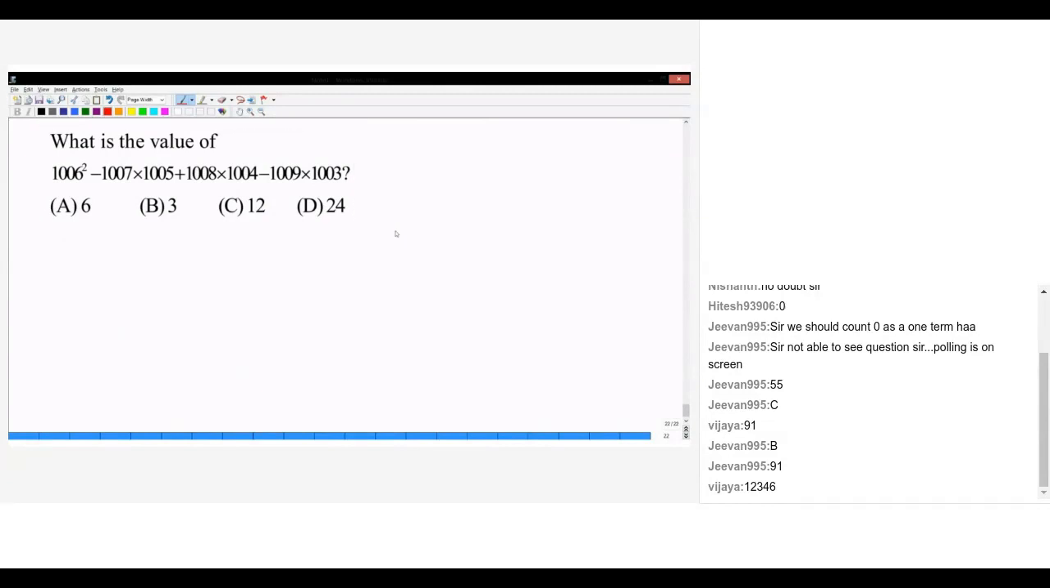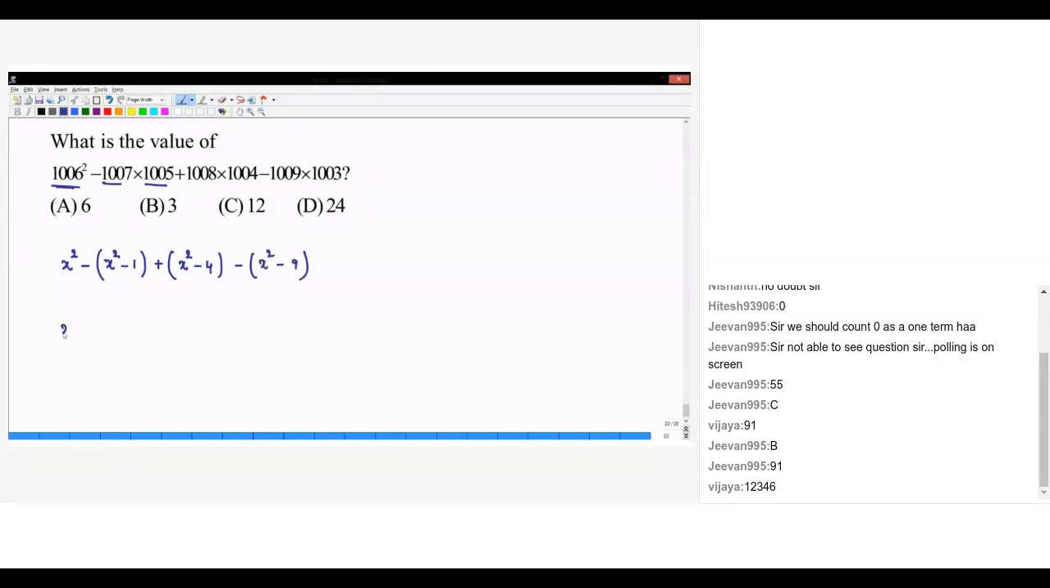What is the value of 1006 square minus 1007 into 1005 plus 1008 into 1004 and so on like this? If you take it as x, this one is x minus 1 into x plus 1. So I would say x square minus 1. This one is x square minus 2 square, which is 4. x square minus 3 square, which is 9.